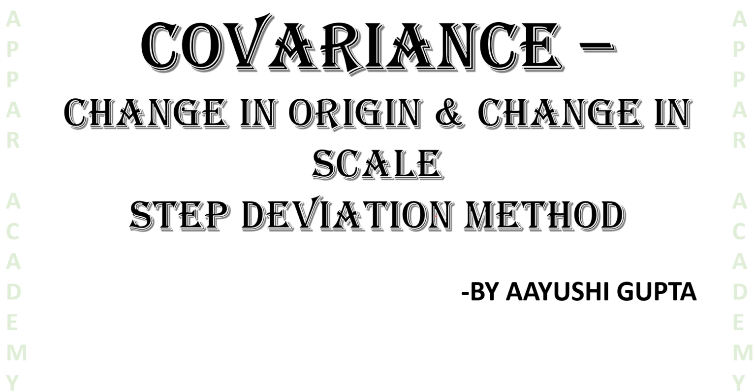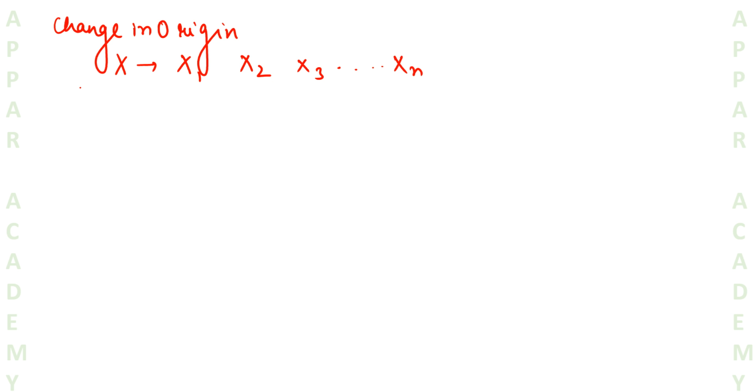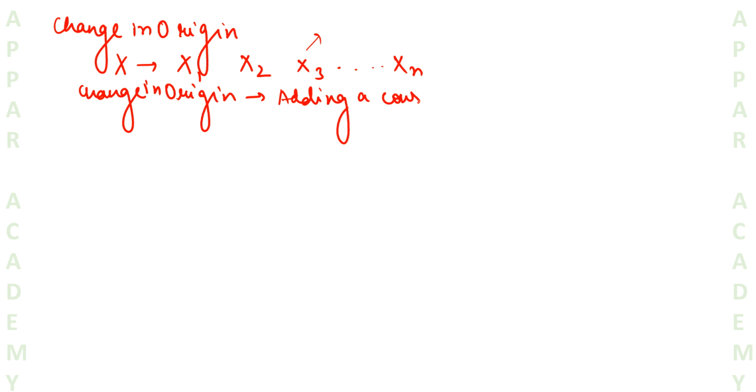When we are saying change in origin, we simply mean we are adding a number to the given set of observations. Let's suppose there is a quantitative variable x which has observations x1, x2, x3, and so on till xn. When I'm saying change in origin, we are simply saying that we are adding a constant to our x's. We are simply shifting the origin by adding a constant.